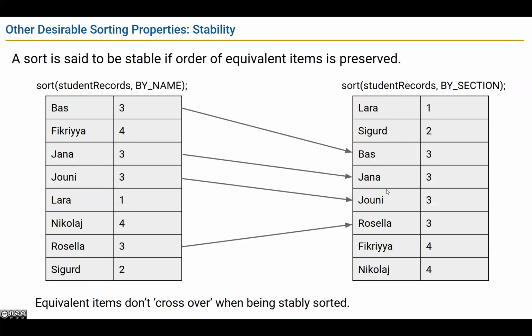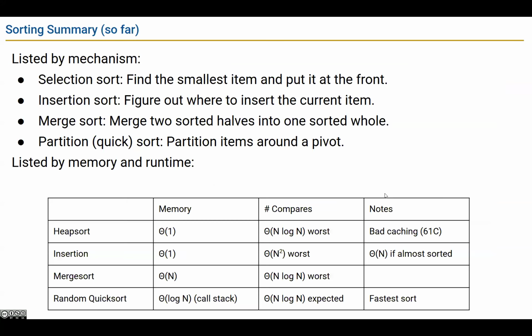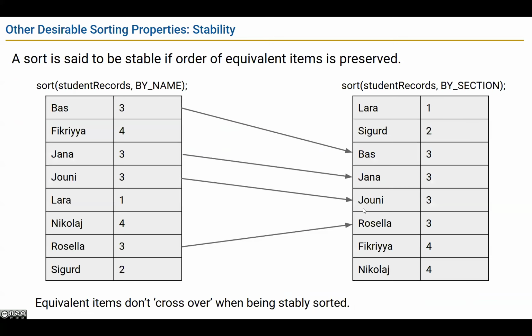Now, there are other things that you might consider for sorts, right? Some students were asking, why do we even teach heap sort and merge sort when quick sort is already the fastest? Well, that's because depending on the sorting algorithm you use, you might have different properties. One of the properties we might be looking for is stability. A sort is stable if the order of equivalent items gets preserved.